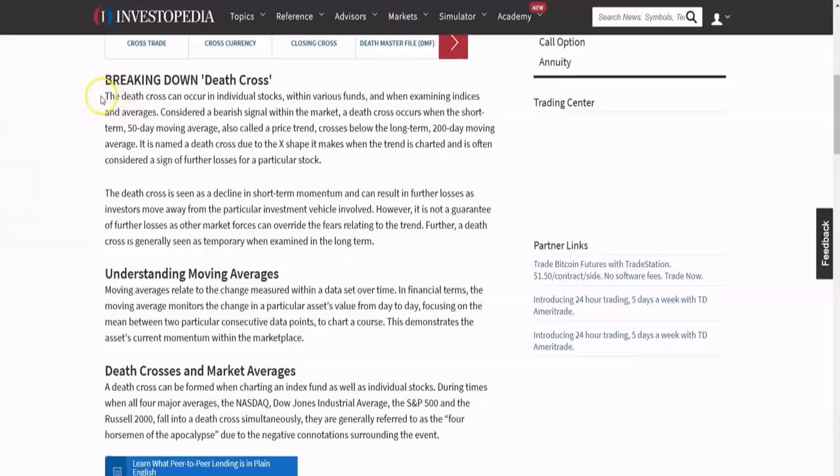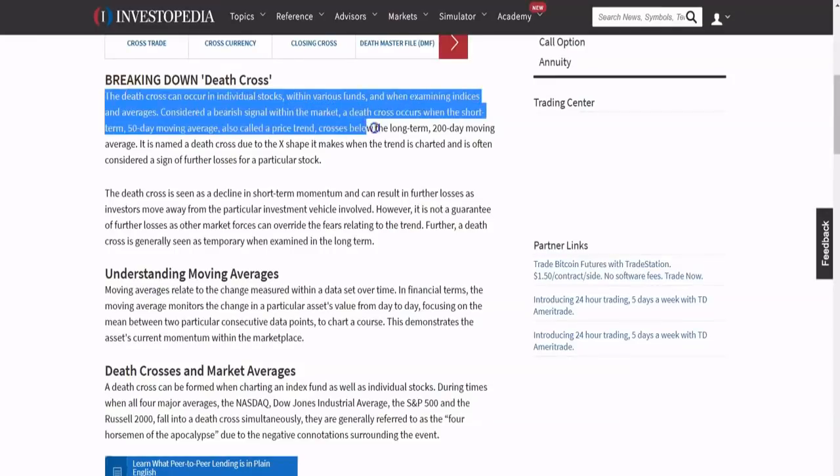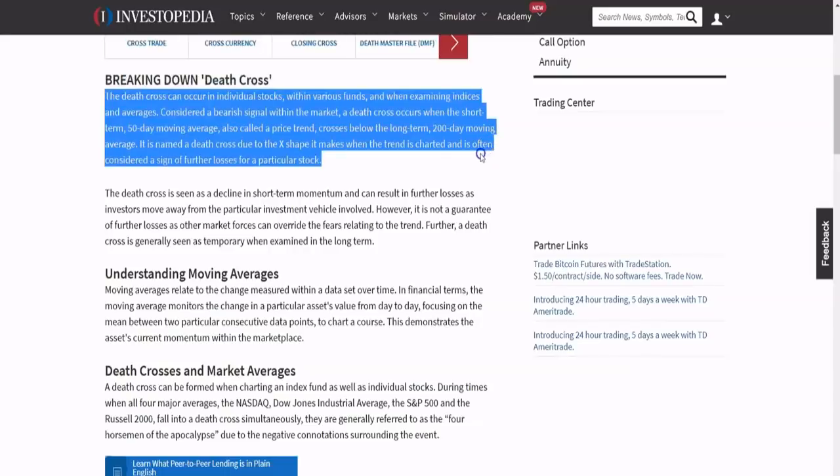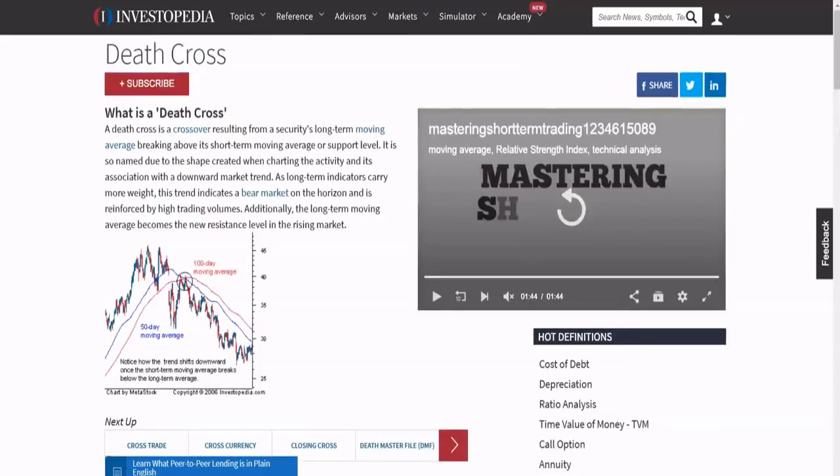Breaking down the death cross: it can occur in individual stocks within various funds and when examining indices and averages. Considering a bearish signal within the market, a death cross occurs when the short-term 50-day moving average, also called a price trend, crosses the long-term 200-day moving average. It is named a death cross due to the X shape it makes when the trend is charted and is often considered a sign of further losses for a particular stock, as you can see here.